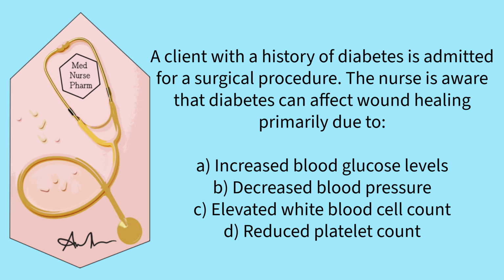The incorrect options are B. While blood pressure can impact circulation, elevated blood glucose is a more direct factor in impairing wound healing. C. Elevated white blood cell count may indicate infection, but it is not the primary factor in impaired wound healing. D. Platelet count is more related to clotting, and reduced platelets can affect hemostasis but may not be the primary factor in impaired wound healing.